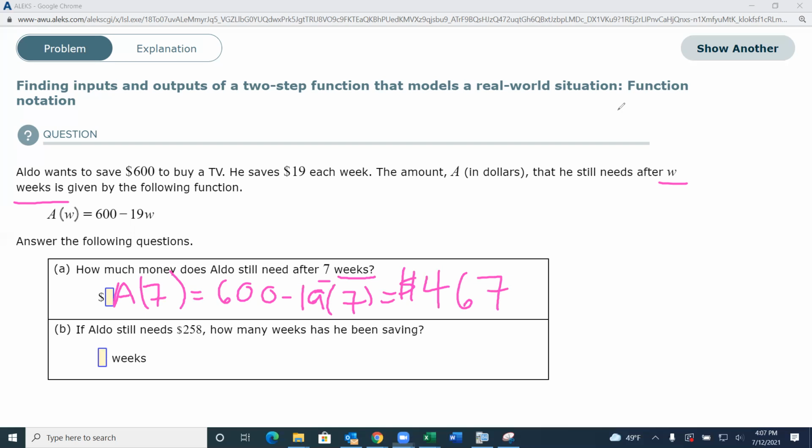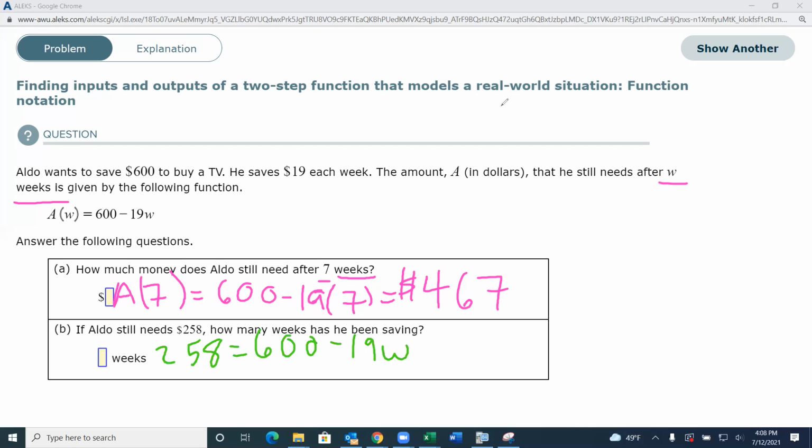All right, cool. Well, what if Aldo still needs $258, how many weeks has he been saving? So 258 is not a number of weeks, it's not a W number. That's dollars, and A is what's measured in dollars. So Aldo still needs 258, and that is our value for A of W. So all of this is going to get replaced with 258. So it'll be 258 equals 600 minus 19W. And that makes sense.